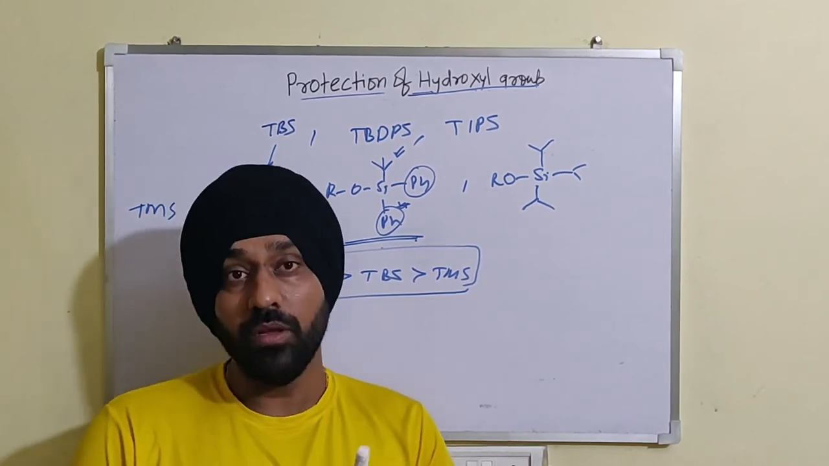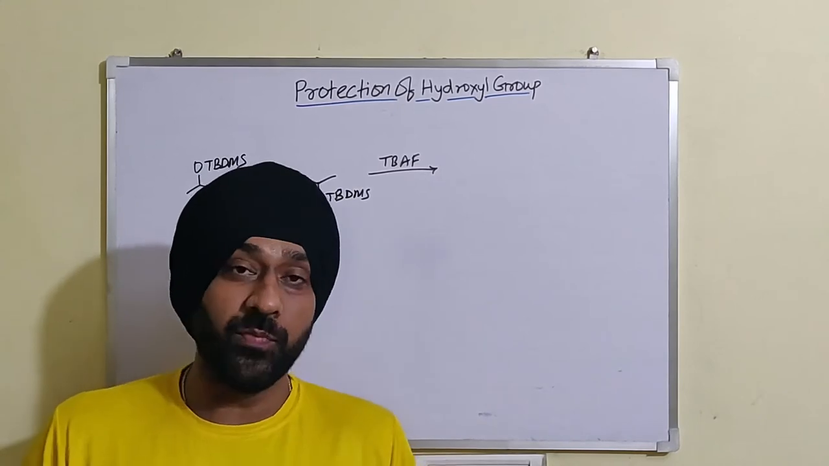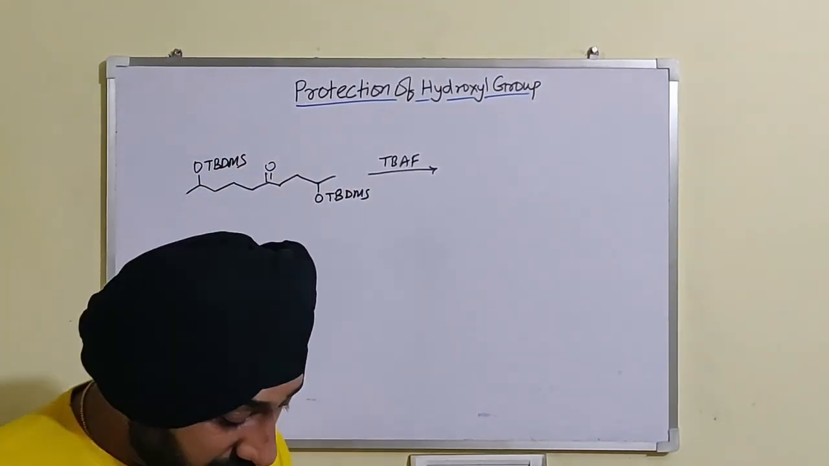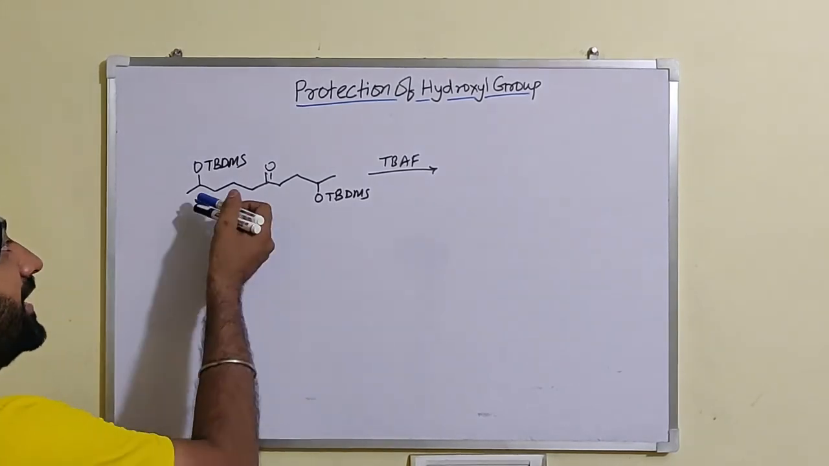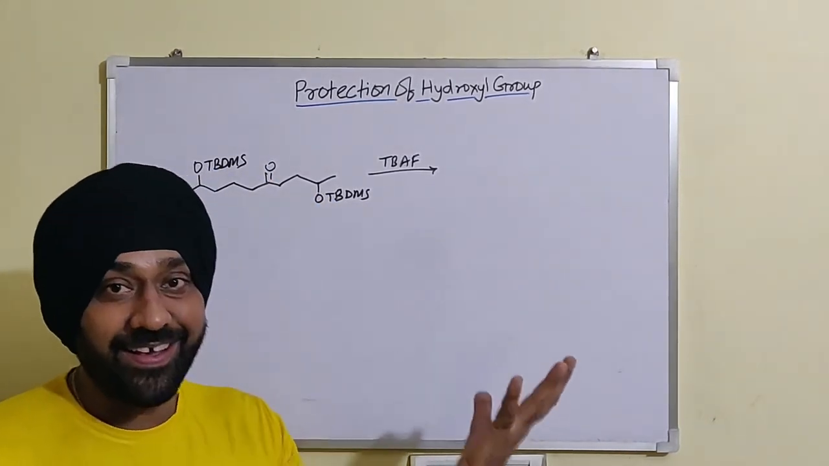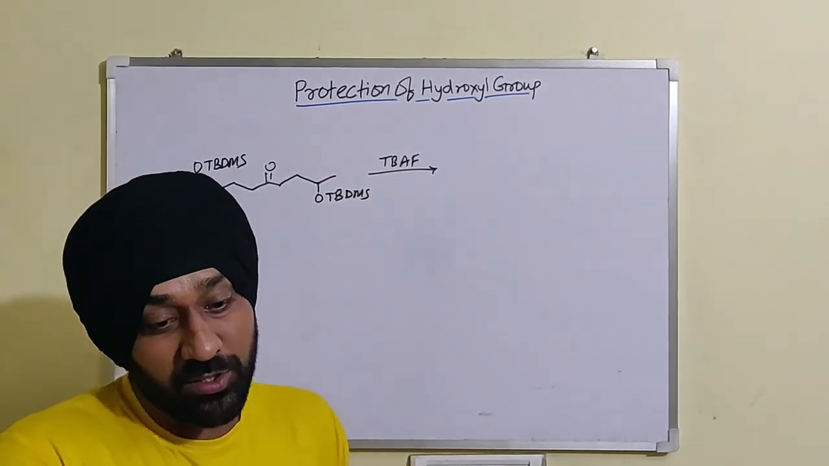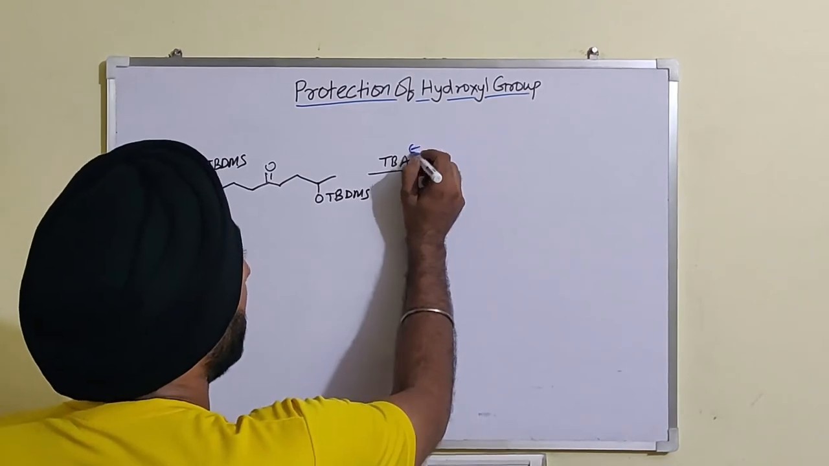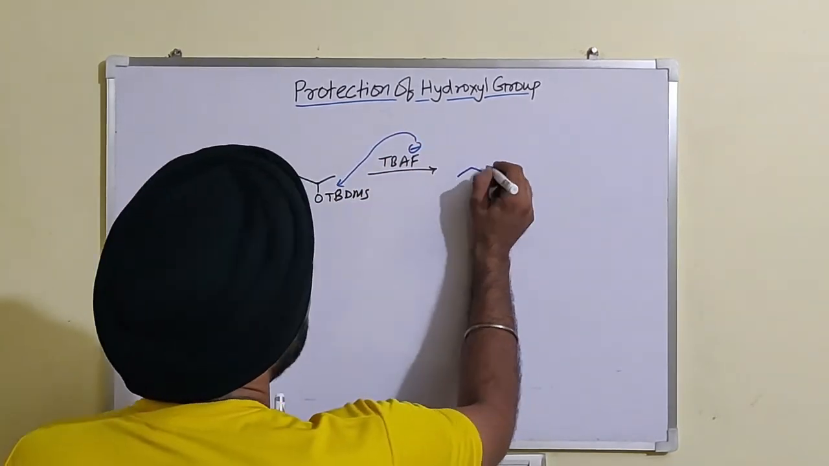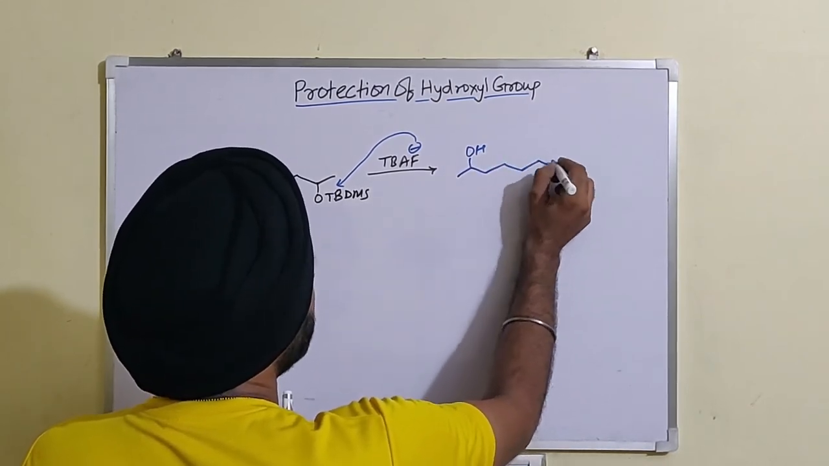So coming back to the question that I asked at the start of my video, what is going to be the product of this particular reaction? We clearly see that we have two TBDMS protected alcohols. So this is a silyl protection and we are using a fluoride. As we said, fluoride has a very high affinity for silicon, so the silyl groups are going to be removed. What we end up getting is this, 1, 2, 3.